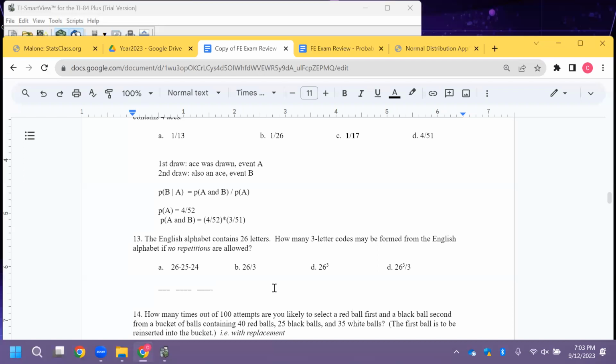Okay, how many combinations, or what is it saying? How many 3-letter codes can be formed? Well, you have 26, no repetitions. What if there were repetitions allowed? Then what would the math be? Yep, 26 times 26 times 26. If you do allow repetitions, then I get 26 choices on each one of them.